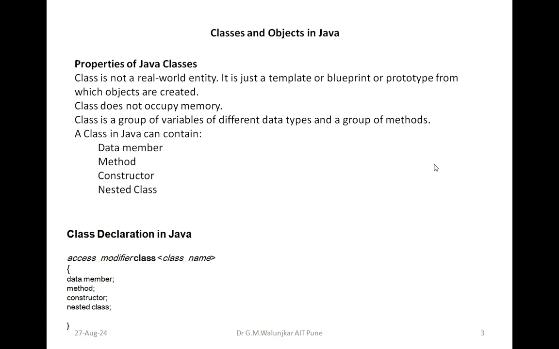Here you can see a class declaration: the access modifier, the class keyword, and the name of the class. Then you have data members and methods, you can have a constructor, and you can have a nested class for that particular class. These are nothing but the composition of any class, and this is the syntax for defining a class.